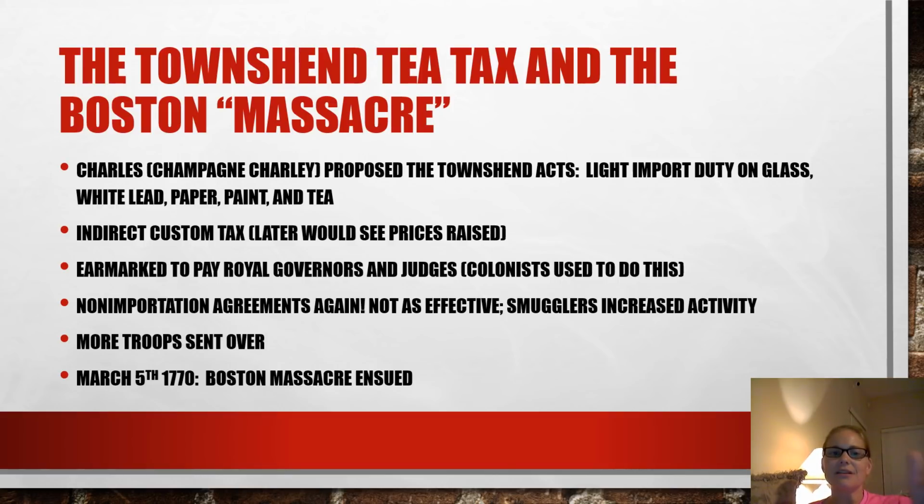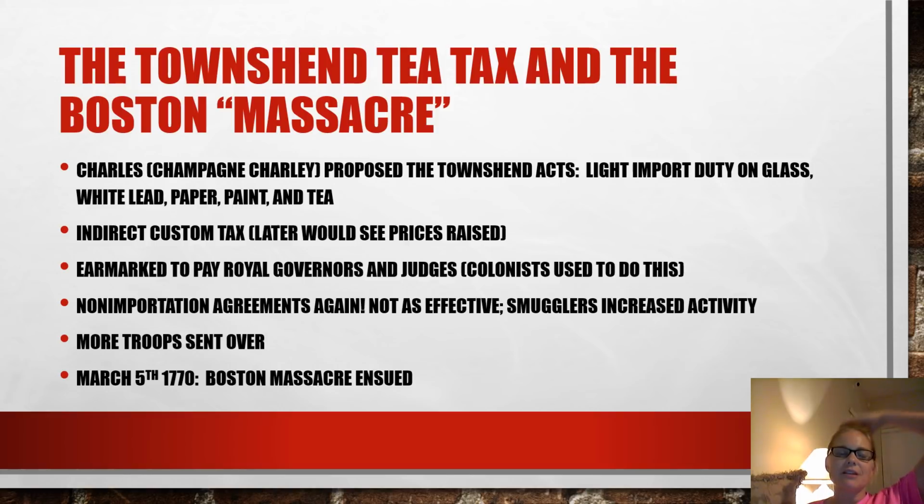This was an indirect custom tax. So what that meant is that the citizens aren't paying this tax directly. It's being paid at the ports, but the merchants who sell these goods would then have to raise their prices on these things. So indirectly, the colonists are paying for this tax, but they're not paying for the tax right there when they buy the item. So that's an indirect tax.